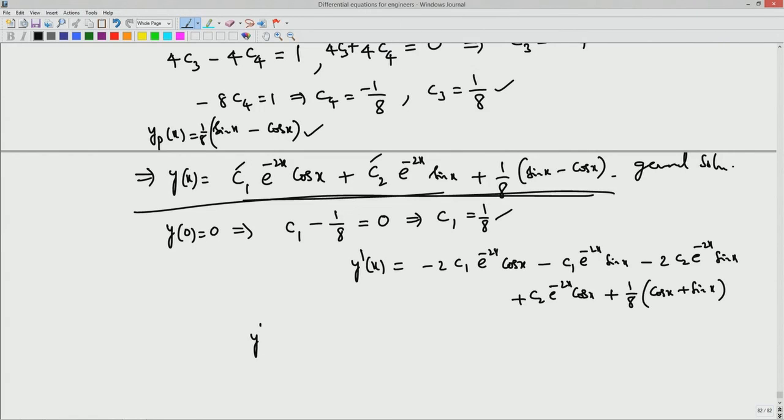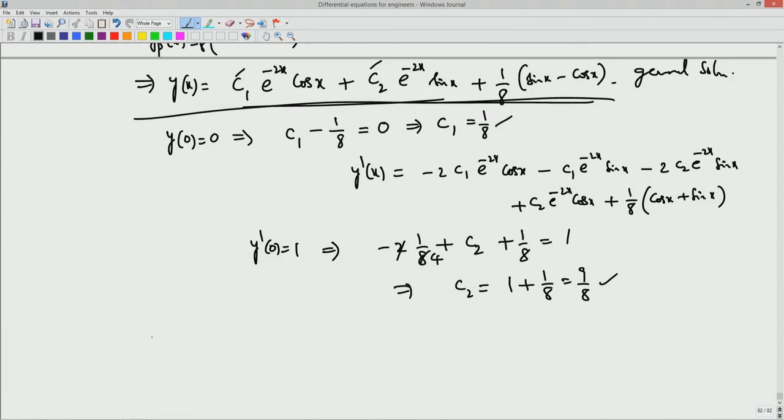Now we put y dash of 0 equal to 1. In y dash of x, only the cos x terms will contribute. So, we will have minus 2 C1 e power 0, that is 1, plus C2 plus 1 by 8 equal to 1. You already know C1 is 1 by 8, so C2 is equal to 1 plus 1 by 8, so 9 by 8.